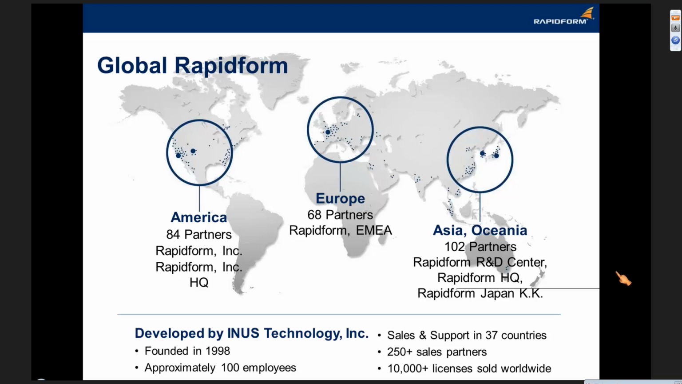And Rapidform, actually Einus Technology, was founded in 1998, and we have now approximately 100 employees, and sales and support is available in 37 countries. We have worldwide over 250 sales partners and already sold over 10,000 licenses worldwide.